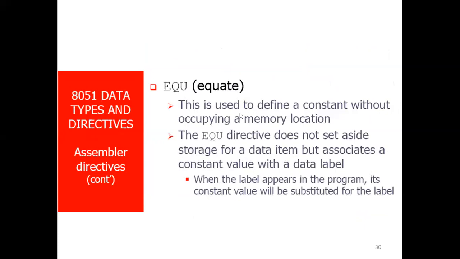So next is equate. This directive is used to define a constant without occupying a memory location. Equate directives do not set aside storage for a data item, but associate it with a constant value. Let us suppose when a label appears in the program, the constant value is automatically substituted for the label. I will show you one example, from that you will be clear.